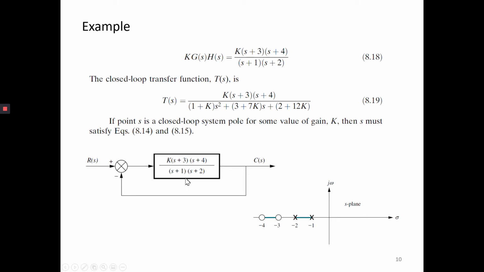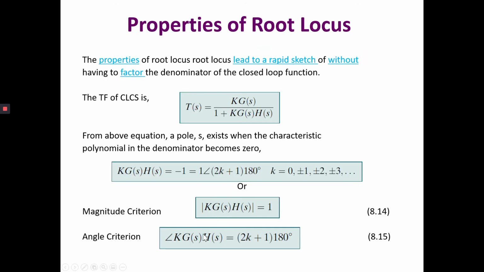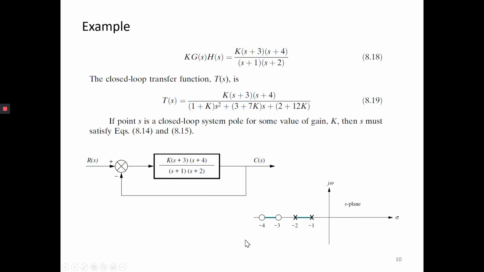Okay, this is an example given. So it has KGH equal to this transfer function. This is the open loop transfer function, and then we determine the closed loop transfer function. We want to check whether the point s given in the question is a closed loop pole of the system for some value of gain k, satisfying the previous magnitude criterion and also the angle criterion. Magnitude criterion equal to 1 and angle criterion equal to an odd multiple of 180. So based on this open loop transfer function, first we draw the pole zero map, where we have two zeros, negative 3 and negative 4, and also two poles, negative 1 and negative 2.